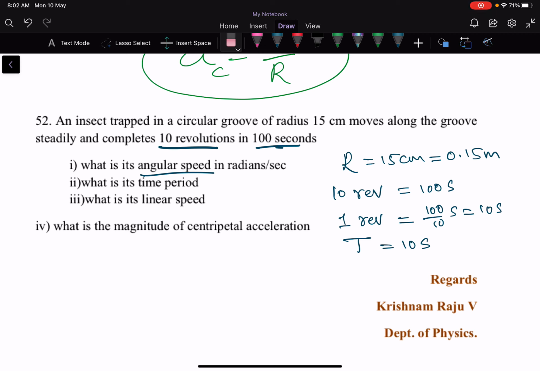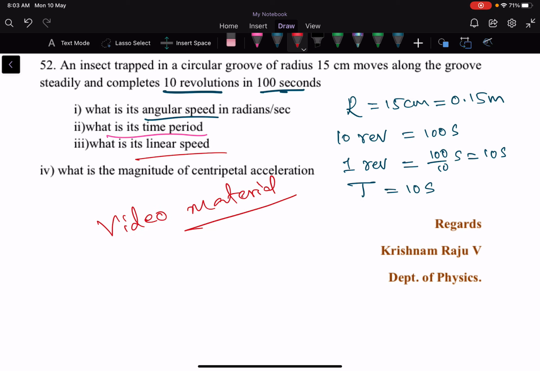What is its time period? And what is its linear speed? Check the example, the last example of chapter number 4, to answer this question. This is also already explained in the video material.